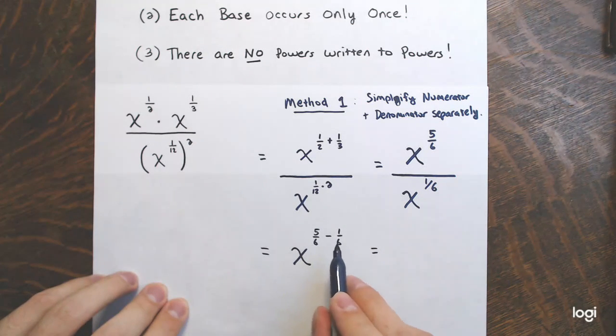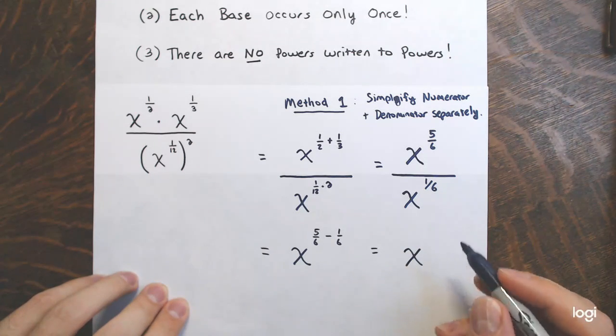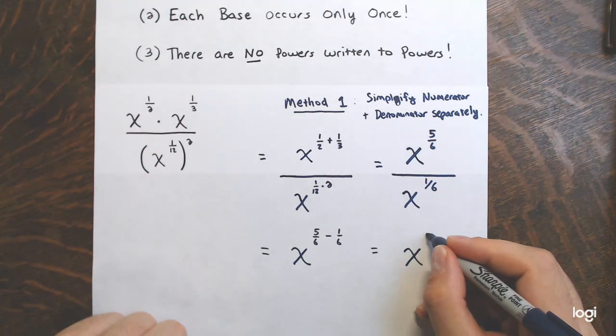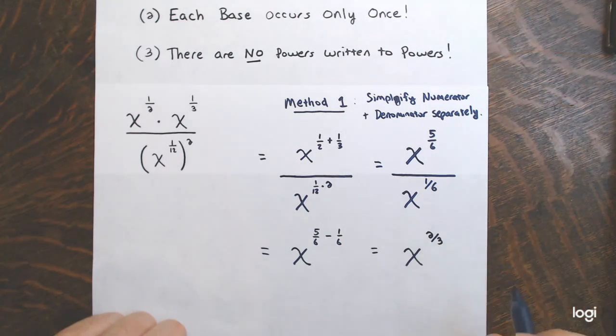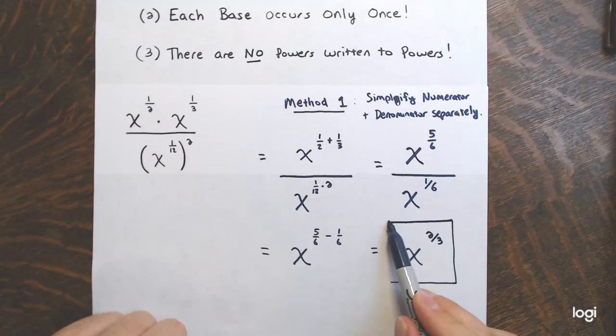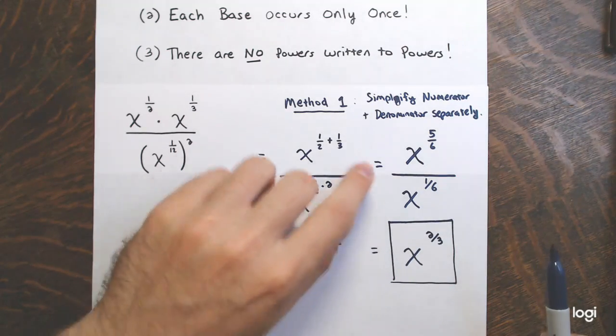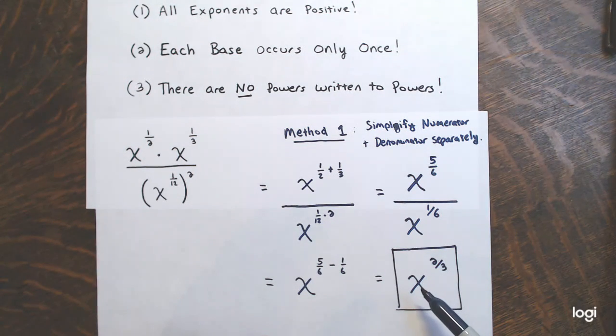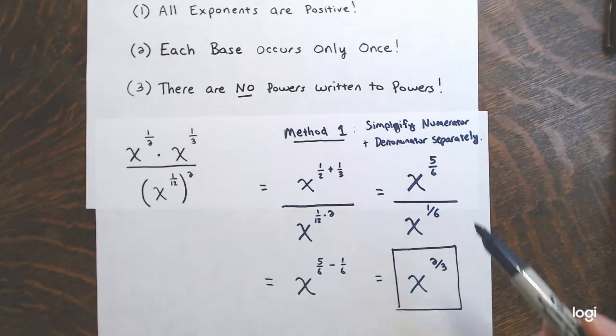Adding and subtracting, need a common denominator, already got it. So the denominator is 6, and the numerator would be 5 minus 1, or 4. So this would be x to the 4/6 power, but 4/6 reduces to 2/3. Right, the 4 and 6 have a common factor of 2. And this is completely simplified. All exponents are positive. The x only occurs once, and there's no more powers to powers, like there was over here with the 1/12 to the second.